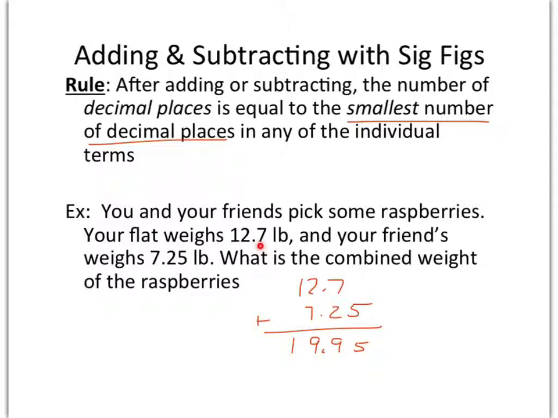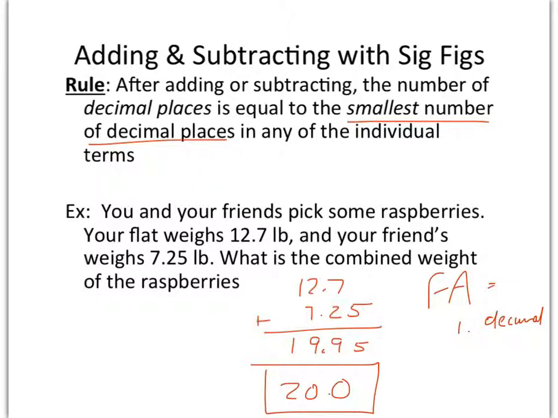So that means our final answer equals 1 decimal. All right? So what is this rounded to 1 decimal? Well, that would actually be 20.0. It rounds up, but only has 1 decimal place. That would be our final answer. All right, so a little bit different from multiplying and dividing, but both of them I think are pretty straightforward concepts for calculating correct sig figs.